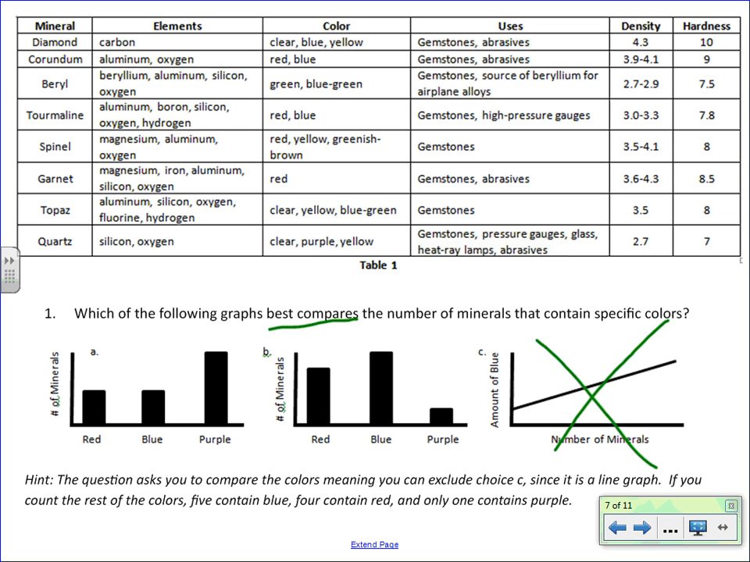And you could do this a couple of different ways. You could certainly just number each of them. In both cases, we're comparing red, blue, and purple. So maybe you just go through and actually count them up and write in the numbers.